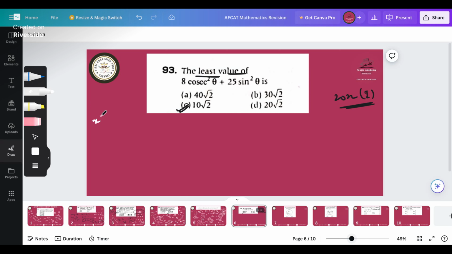If I ask you what is the maximum or minimum of x square plus 4x plus 4, what is the maximum value of this expression? In that case, what we do is we differentiate the value of x, which is nothing but 2x plus 4 is equal to 0. That means x is equal to minus 2.